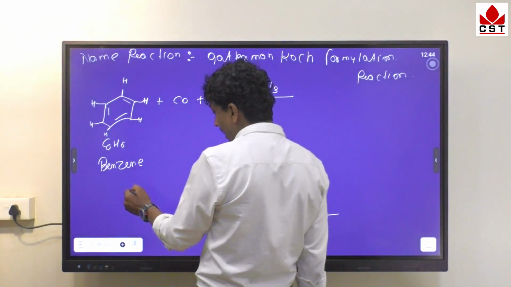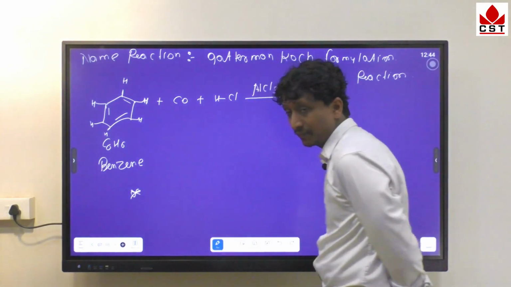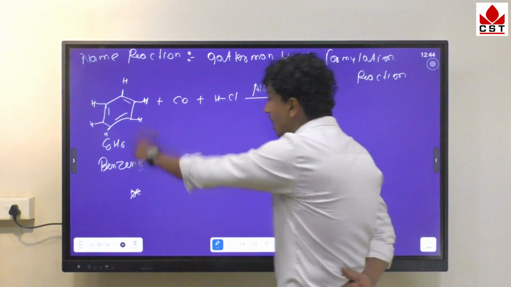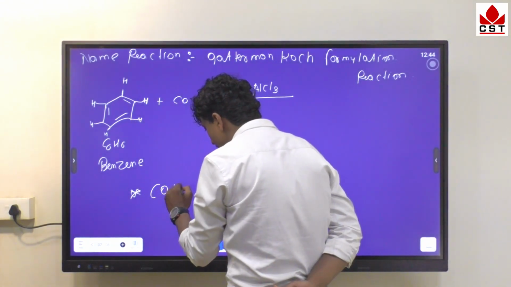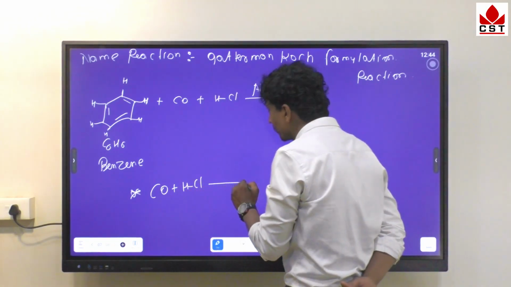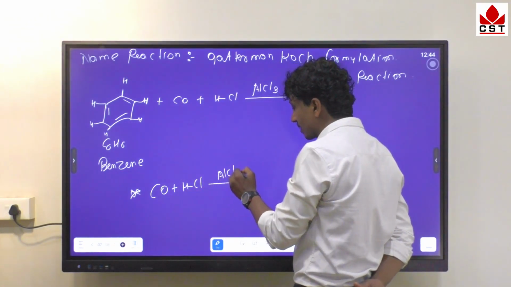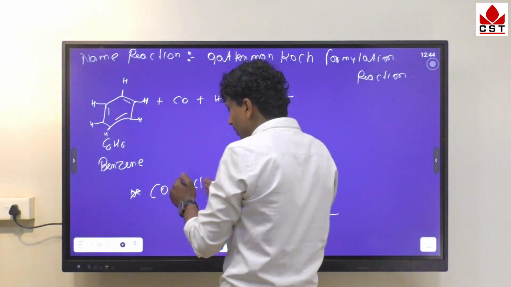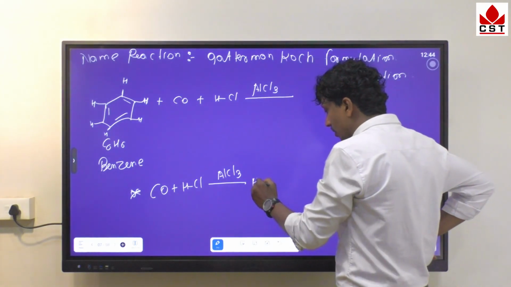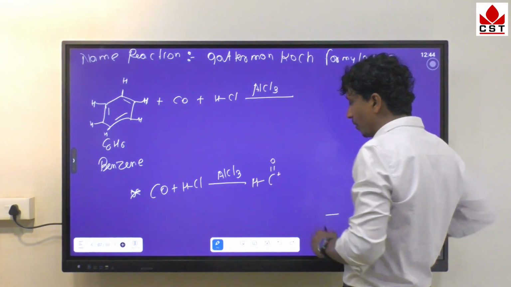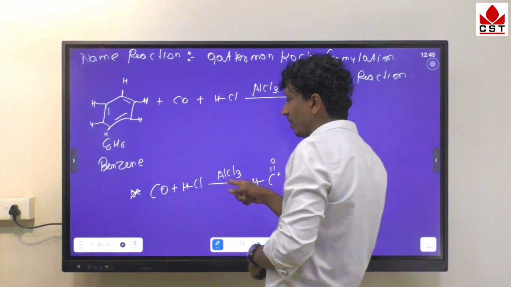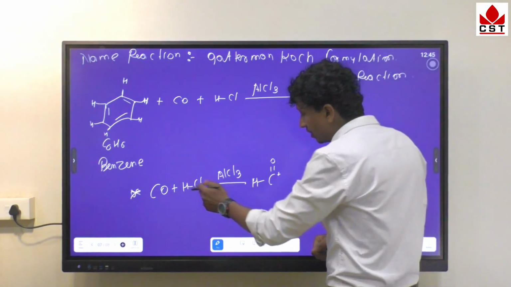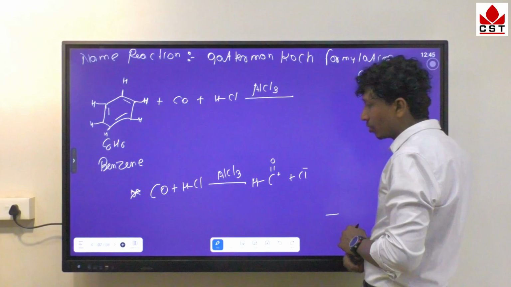Separately, I have explained the formation of such an electrophile, the formyl group. Now, the treatment of carbon monoxide with hydrochloric acid in the presence of AlCl3, and the role of that AlCl3: the combination of carbon monoxide with hydrochloric acid forms HC double bond O positive, with the Cl minus separated by the AlCl3.